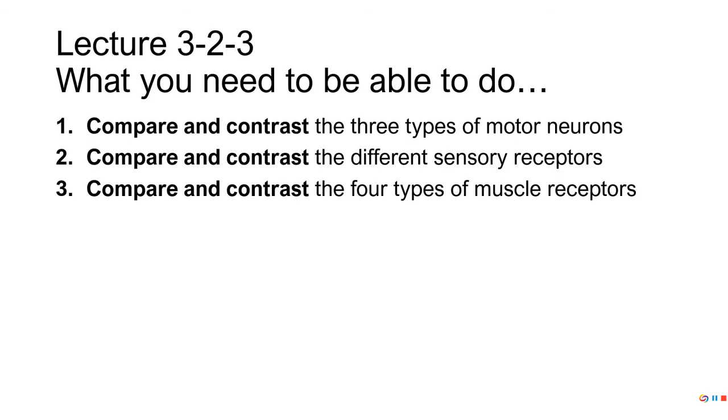So are you able to answer these three questions? Can you compare and contrast the three types of motor neurons? Can you compare and contrast the different sensory receptors? And can you compare and contrast the four types of muscle receptors?